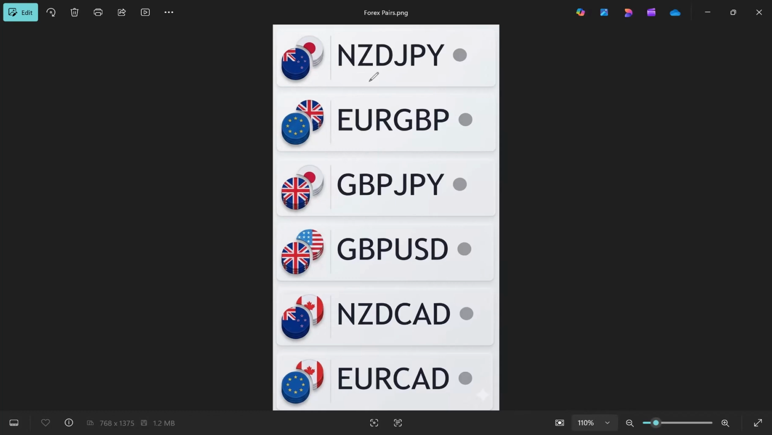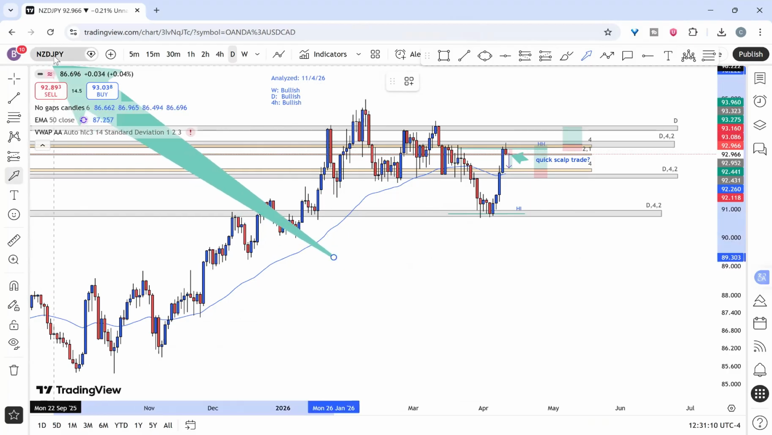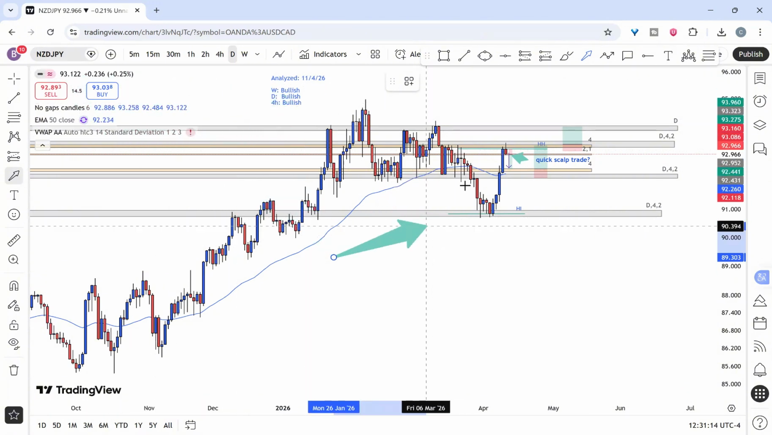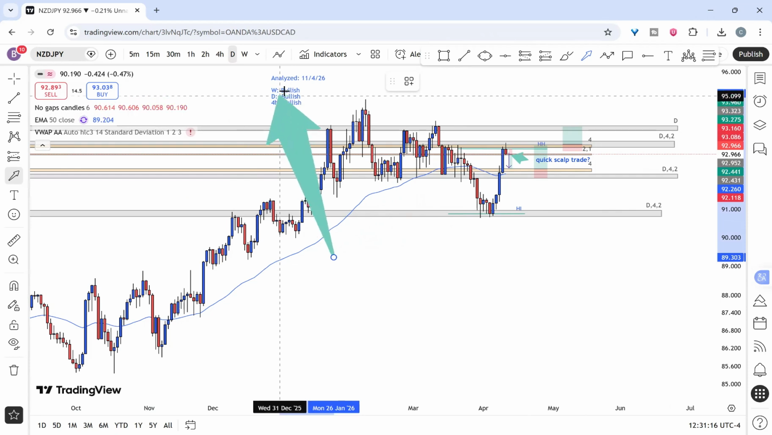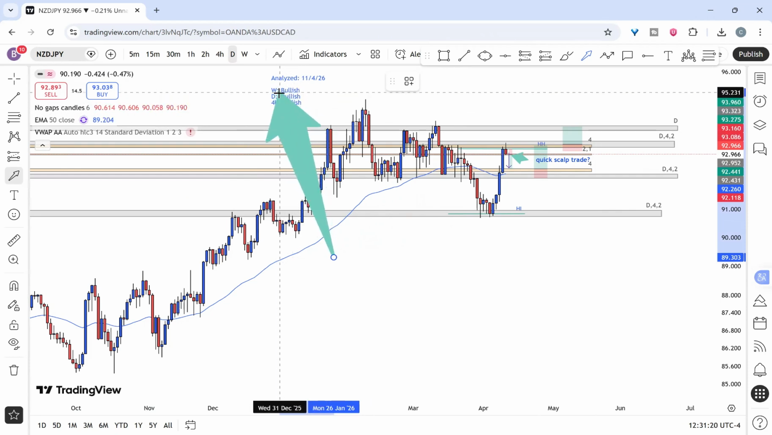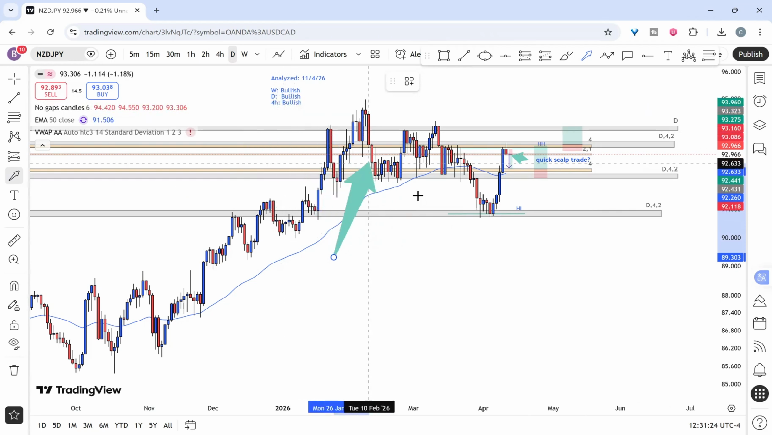So we are going to analyze NZDJPY, EURGBP, GBPJPY, GBPUSD, NZDCAD, and EURCAD. All right, so we are here at the NZDJPY and we're here at the daily time frame. And what I'm seeing is that our market trend is bullish. So on the weekly, we are bullish, daily bullish, and the 4 hour is bullish as well.